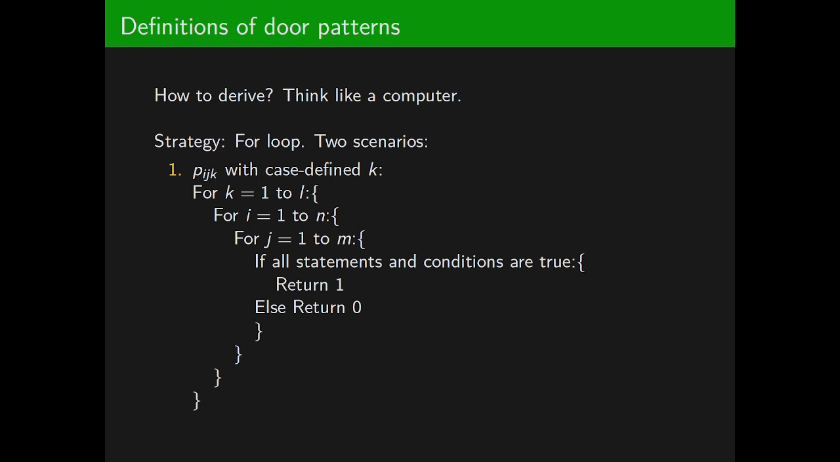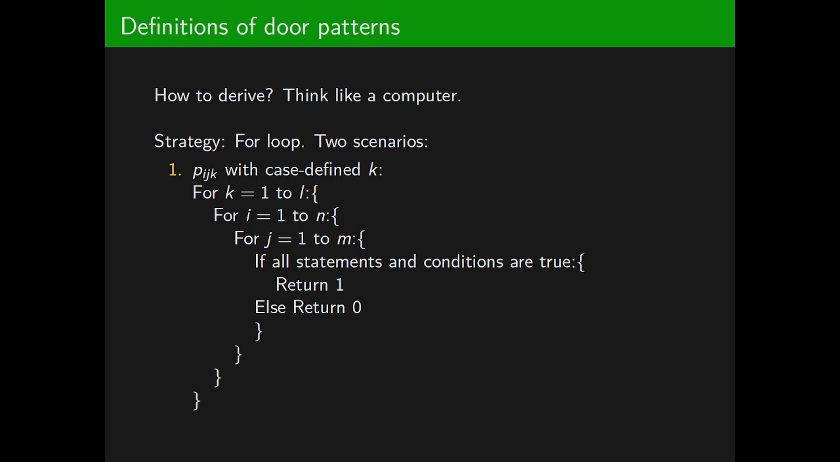Then we use this method. So for each k that ranges from 1 to L, we assume it is an n by m by L third order tensor. So for each k, we fix k. For example, we consider k equals 1 first. So we fix k equals 1, and then we move on to the second line.